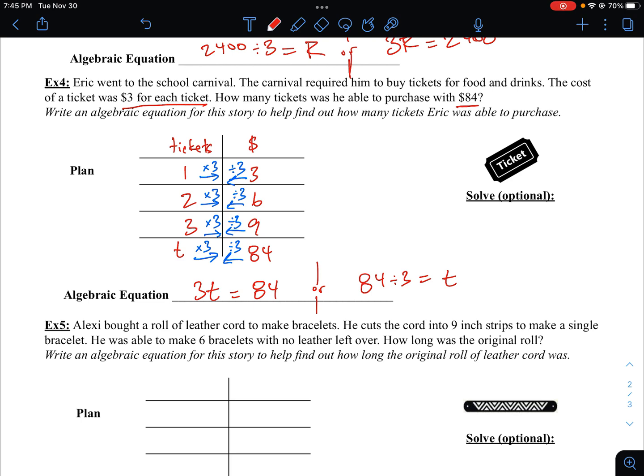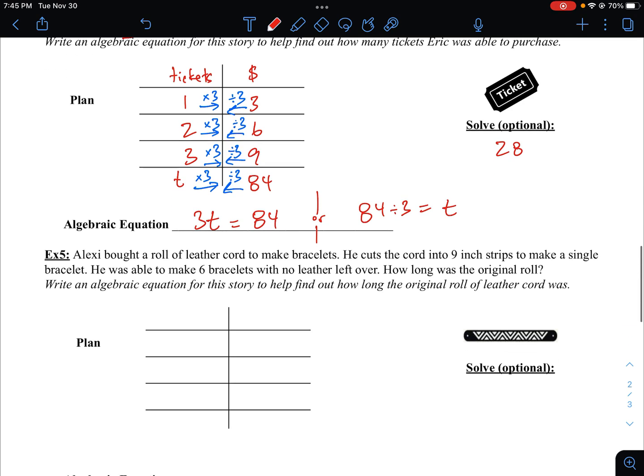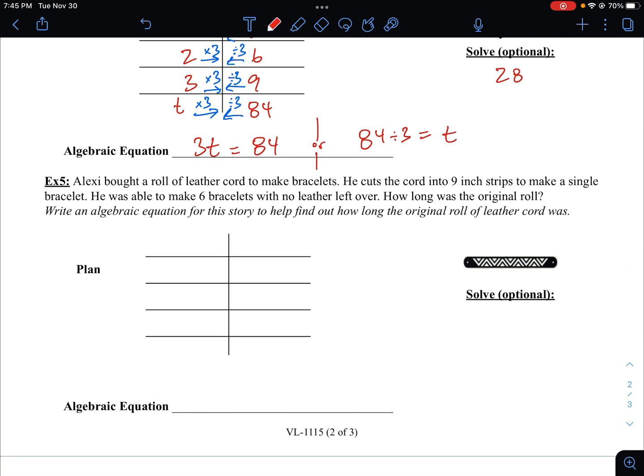So how many tickets was he able to buy if you're not sure? The answer is 28. But again, not super important for right now. Number 5, Alexei bought a roll of leather cord to make bracelets. He cuts the cord into 9-inch strips to make a single bracelet. He was able to make 6 bracelets with no leather left over. How long was the original roll?